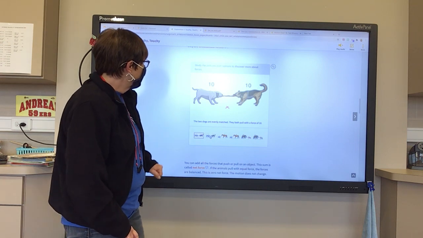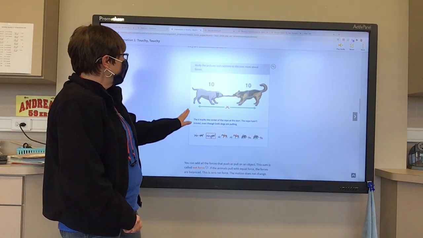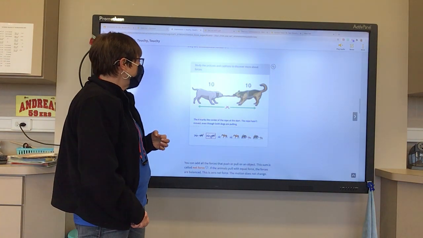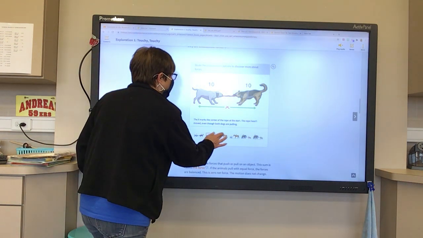Now here, the X marks the center of the rope at the start. The rope hasn't moved even though both dogs are pulling. This is like a tug of war. Now look at this.